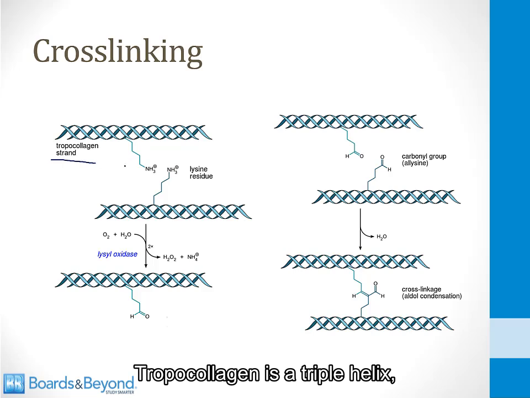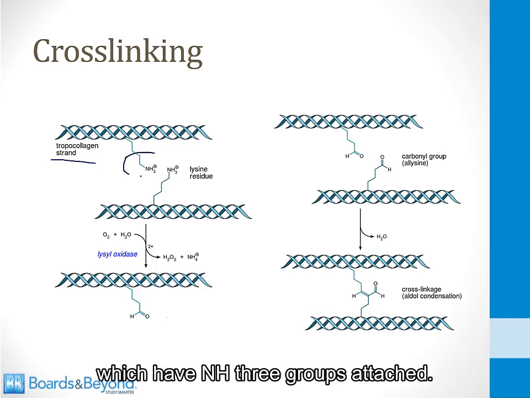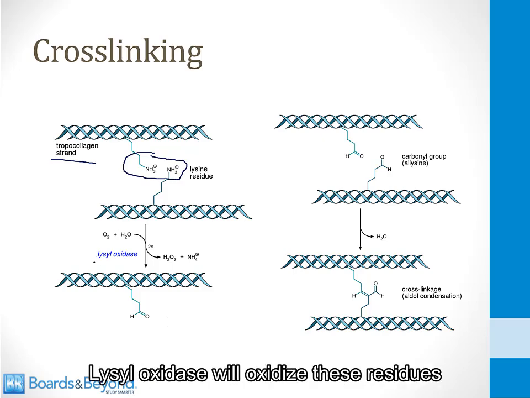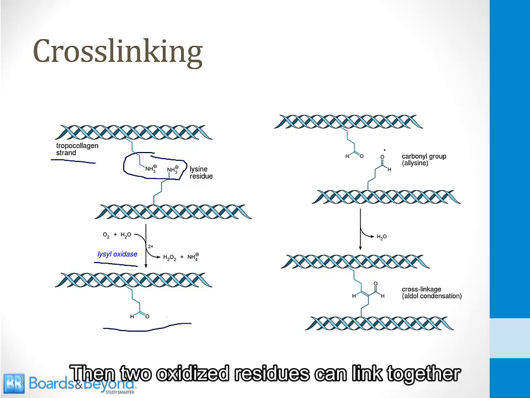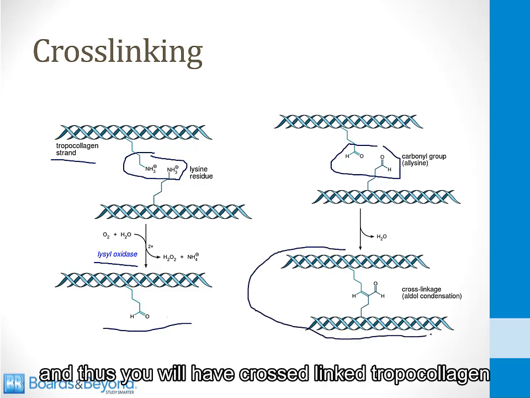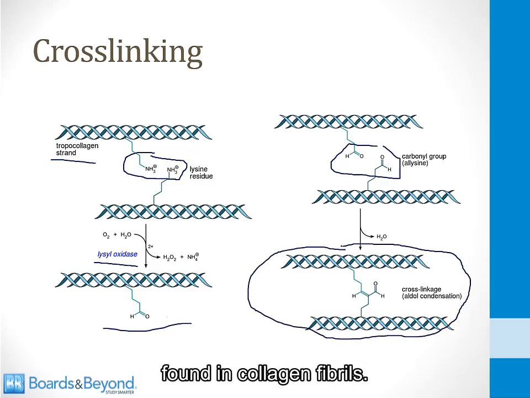Tropocollagen is a triple helix. It contains lysine residues which have NH3 groups attached. Lysyl oxidase will oxidize these residues and add an oxygen group. Then 2 oxidized residues can link together, and thus you will have cross-linked tropocollagen found in collagen fibrils.